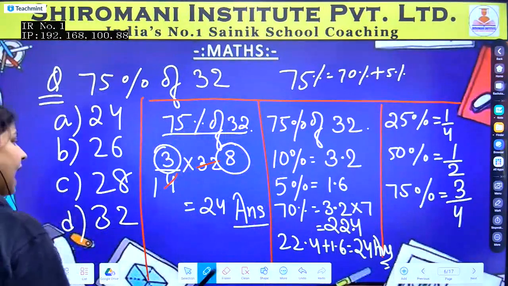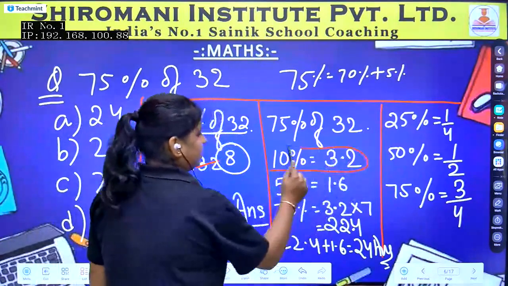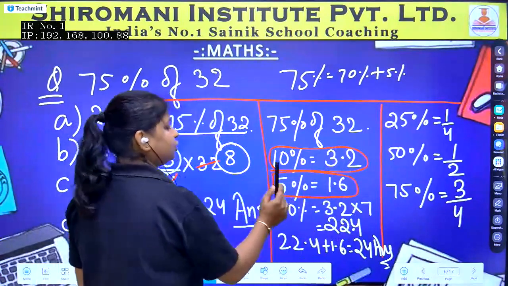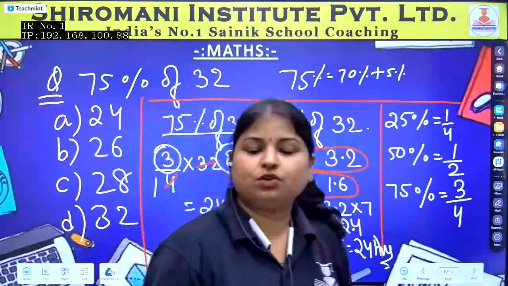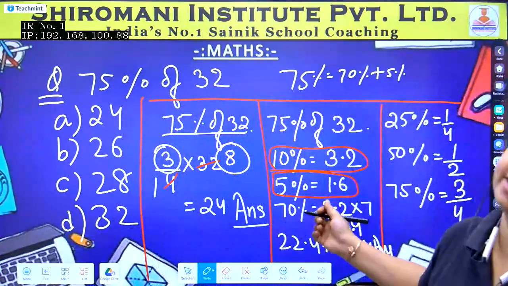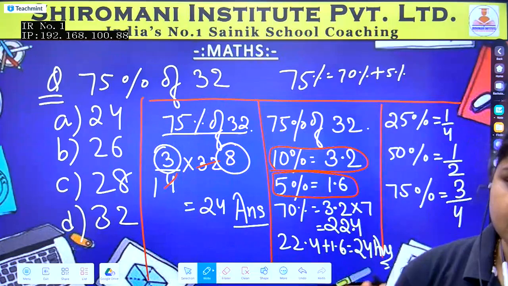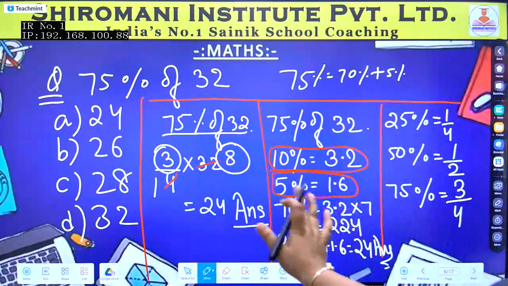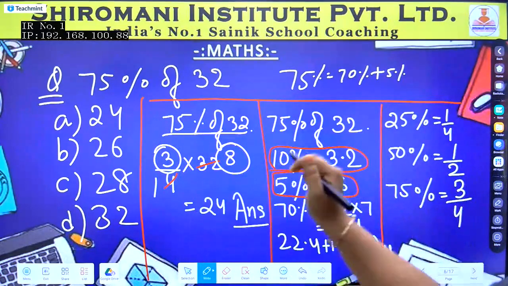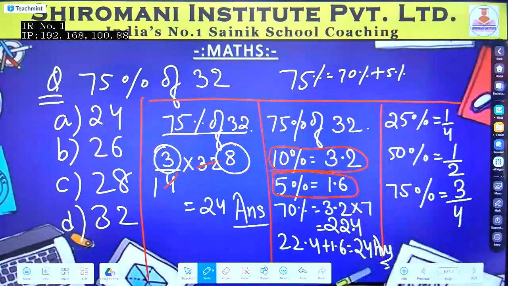But I have written these 2 steps. You need not write. You just calculate 3.2 into 7 and add 1.6 into it. So if you do this step, this is also easy.